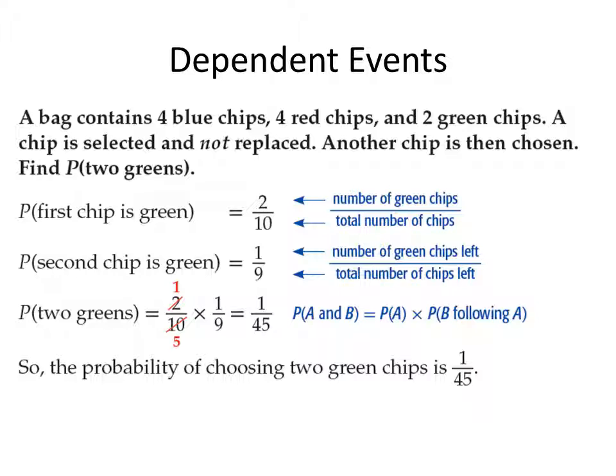Again, for the 2 consecutive events, we multiply the probability of each event, and we get 2 over 10 times 1 over 9. Mathematically, we can change the 2 over 10 to 1 over 5, its equivalent fraction, and we get 1 over 45. So the probability of choosing 2 green chips is 1 in 45.